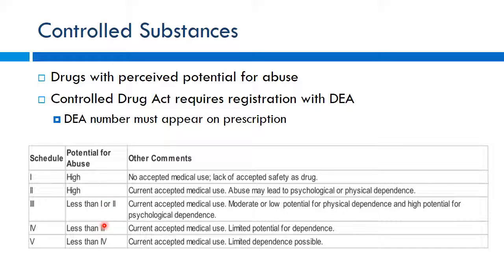Schedules 3, 4, and 5 are diminishing levels of abuse potential, and they all have acceptable medical uses. So these get regulated less tightly than your C2s. And C1s, it's a felony to have basically, unless you have the appropriate research paperwork and things like that.